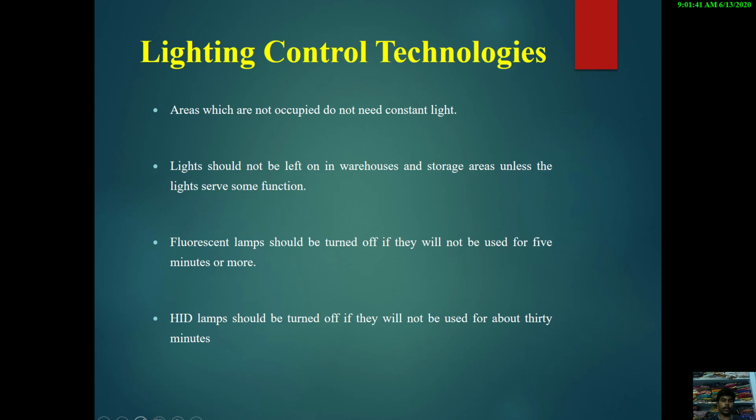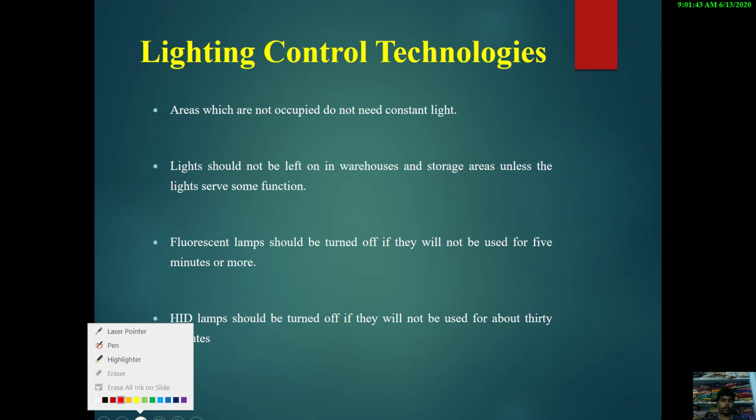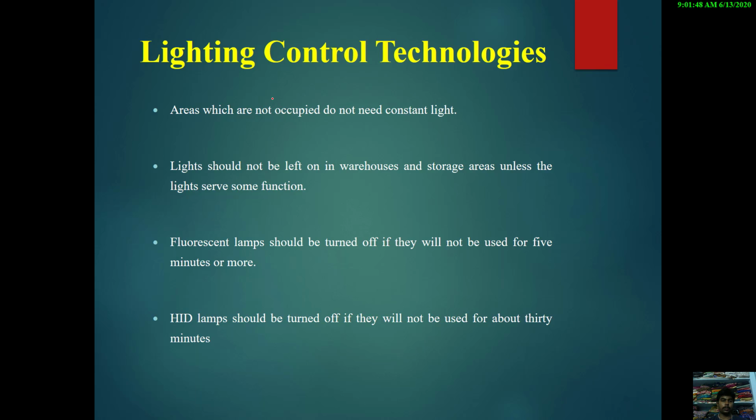Areas that are not occupied do not need constant light, and the lighting should not be left on in warehouses and storage areas unless the lights serve some function. In general, when we see any equipment or any system, we have to make some control over that. So here the lighting also has some control techniques.